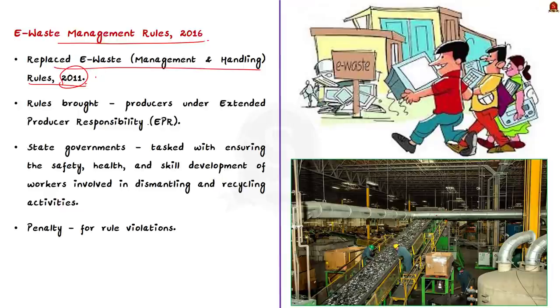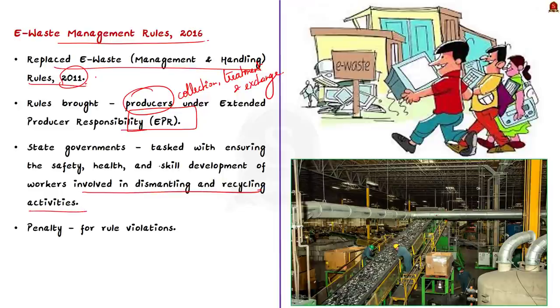See, EPR is a policy approach in which the manufacturers are assigned significant financial and physical responsibility for the treatment and the disposal of post-consumer products. In simple terms, producers have been made responsible for the collection of e-waste and for its treatment and exchange. See, state governments have also been tasked with ensuring the safety, health and skill development of workers involved in dismantling and recycling activities. Apart from this, a provision for a penalty for rule violations has also been added.